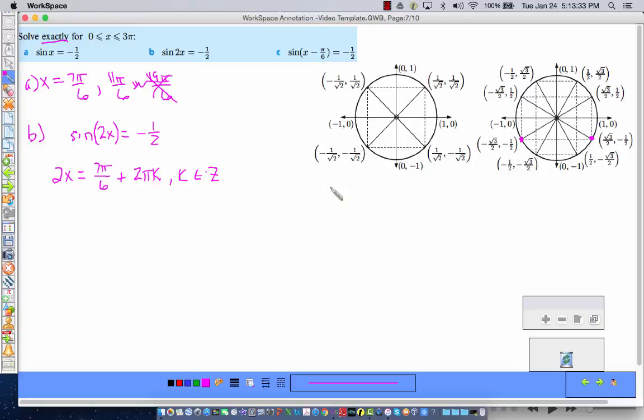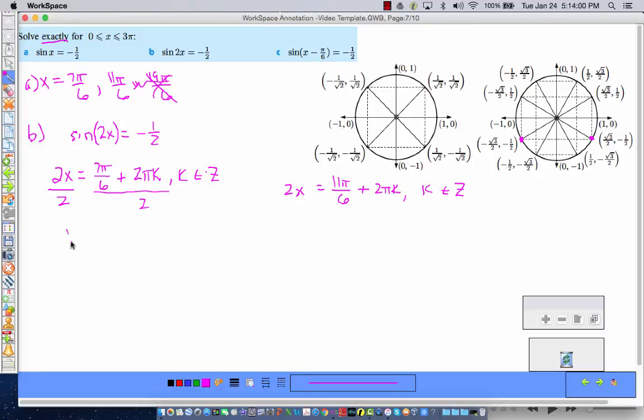Now, we have to do the same exact thing for 11 pi over 6. So I'm going to say 2x is equal to 11 pi over 6 plus 2 pi k, k an element of the integers. Okay, so now we have to solve for x. I'm not solving for 2x, I need to solve for x. So I have to divide everything by 2, yes.